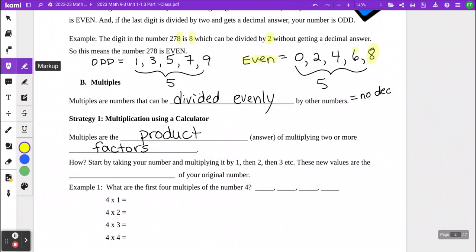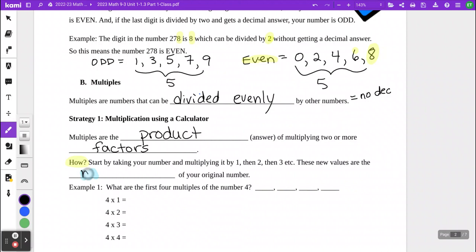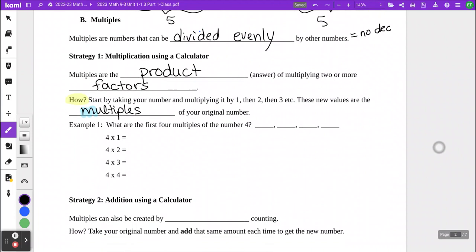Well, how do we do that? We need to figure out how. It says we start by taking our number and multiplying it by 1, then by 2, and then by 3. Those become the new values, and those new values are called multiples. So those new numbers are the multiples of the original number.